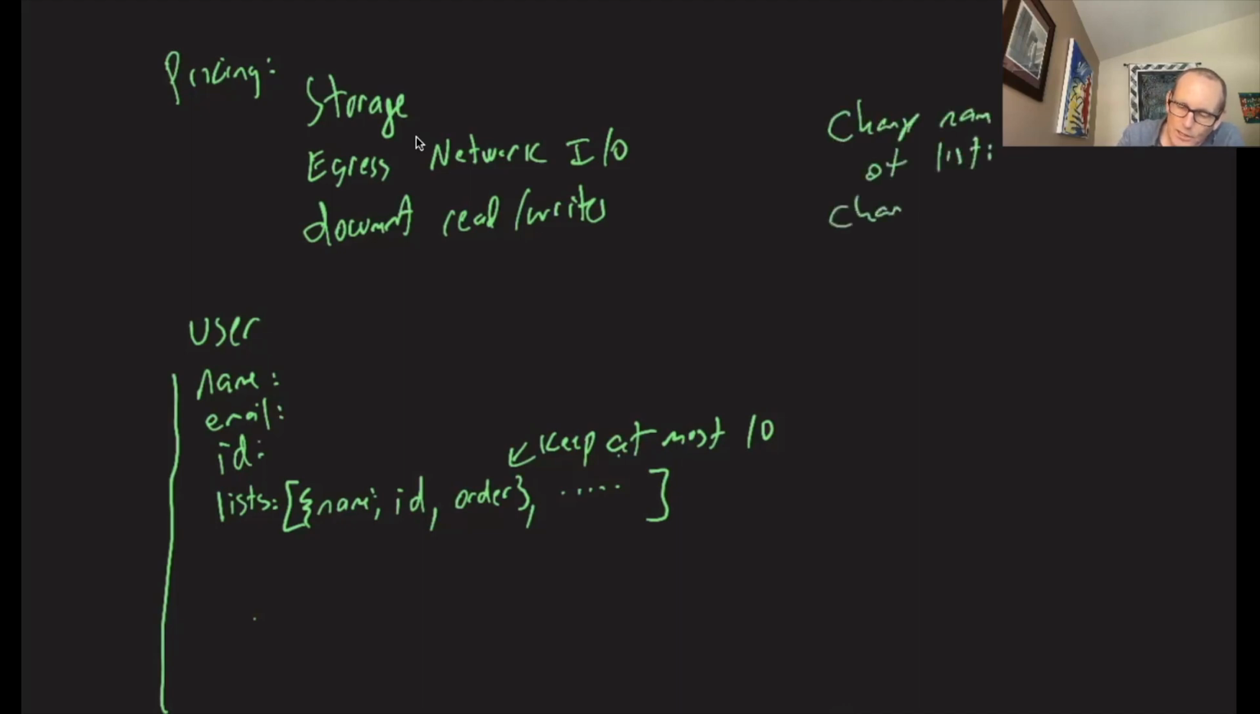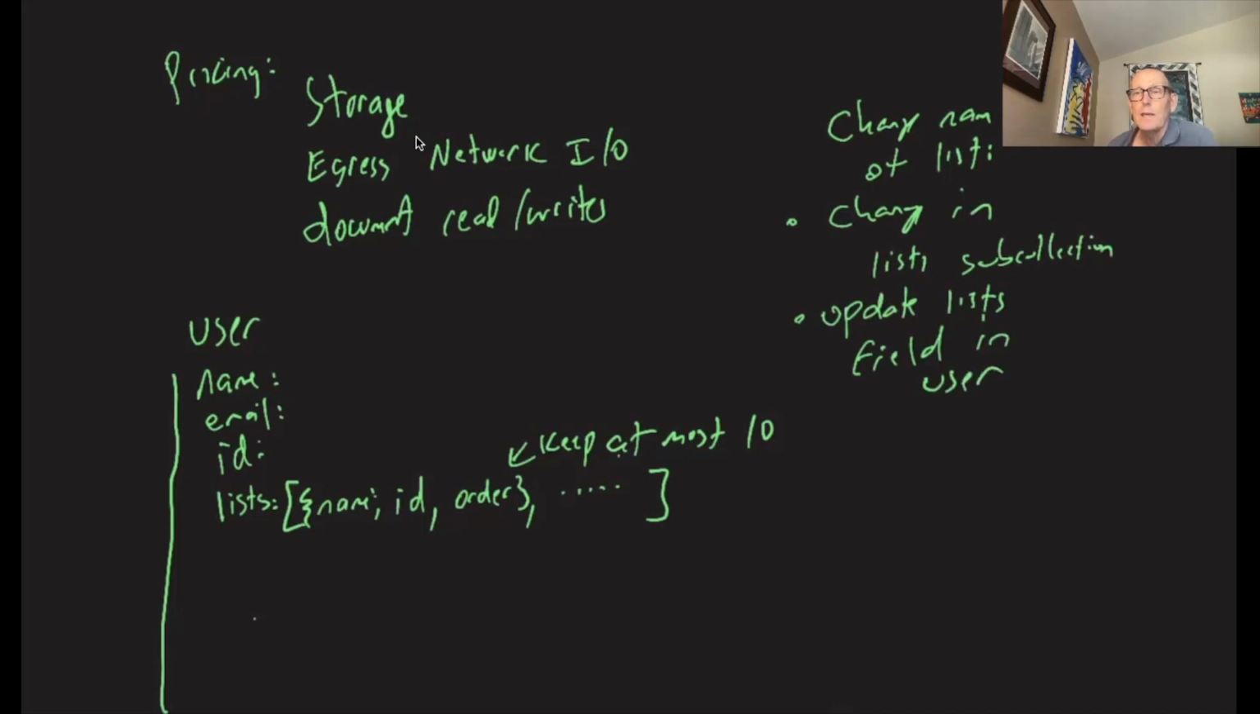Then we've got to change it in the lists subcollection. And then we've also got to update the lists field in the user. And by updating, really, remember, all we can do with an array is remove or add. We can't change any of the elements within the array. So what we would do, we would take out the existing map for that particular list. And then we would add a new map with our updated name.